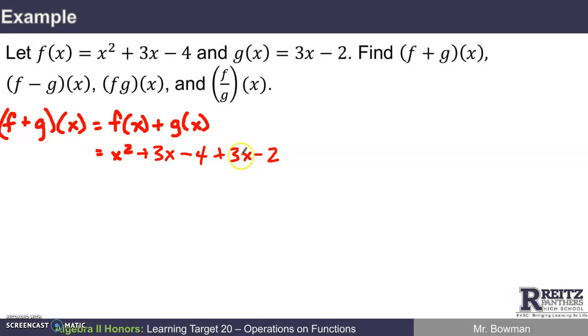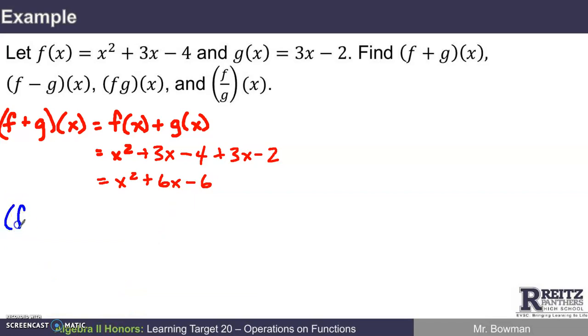Now, I should simplify this. I should write this in standard form with like terms combined. So I really have x squared, 3x, and 3x combines to make 6x. And negative 4 minus 2 is negative 6. So there's the rule for the function f plus g of x, x squared plus 6x minus 6.